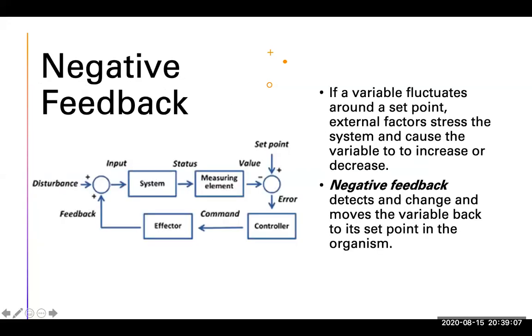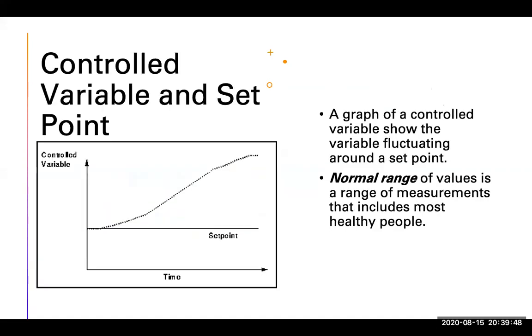So any sort of disturbance will send an input to sensors in the system, which take that measuring element and determine how it relates to the set point. If there is an error, if it's too high or too low from that set point, it'll send a signal to the controller, which is usually a place in your brain or thalamus. That command sender will send a signal to any sort of effector, whether that's an organ, a muscle, a tissue, a cell, to try to change that disturbance back to a normal set point value. And that's called negative feedback. It reverses the change, tries to get things back to normal, which is the set point in the organism.